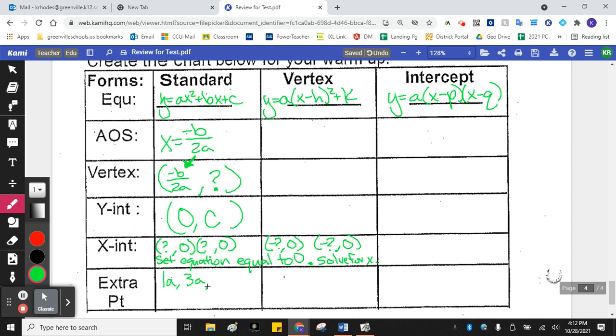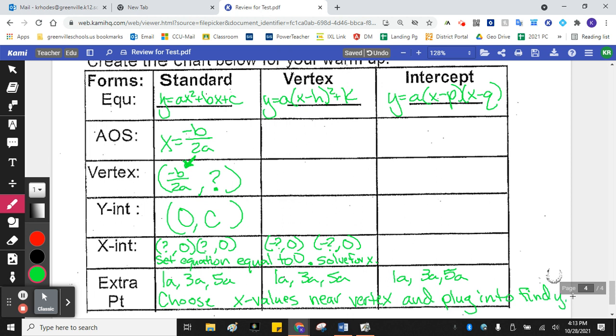So 1a, 3a, 5a is the slope of your quadratic, and it works for everything. But if you don't like that, and I have a few students who don't like that, you can just choose x values near your vertex. The further away from your vertex, the more likely it's on the graph. So just choose x values near your vertex and plug in to find y. Whatever x you get, what you get out is your y. So then you'll have points there.